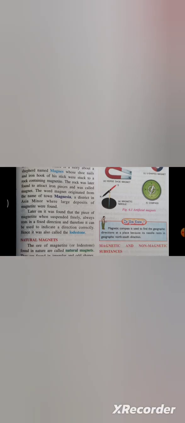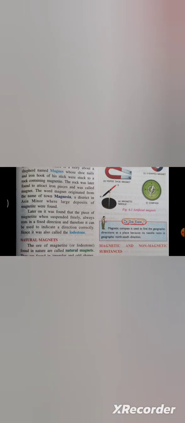when the discovery was done, it was found that the word magnet originated from the name of the town Magnesia. It got its name from the town Magnesia, where it was found, a district in Asia Minor where large deposits of magnetite were found. It was named after the town Magnesia.